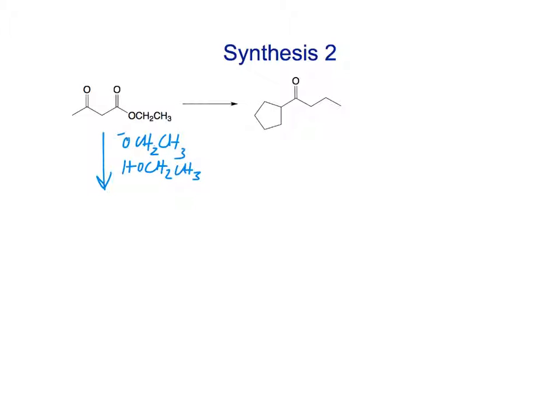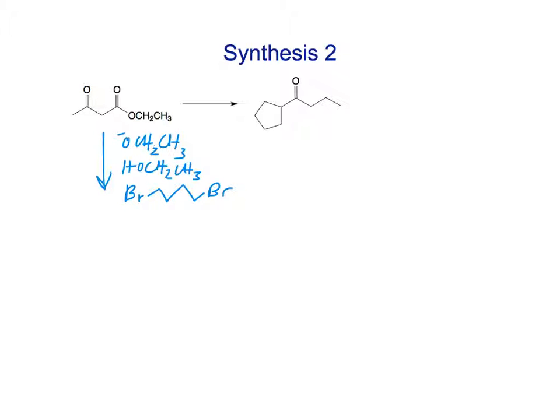Okay, and then we want to use a dihalide, say a dibromoalkane, right, of the correct length to make that 5-membered ring. So how many carbons should I have in it? About 4.